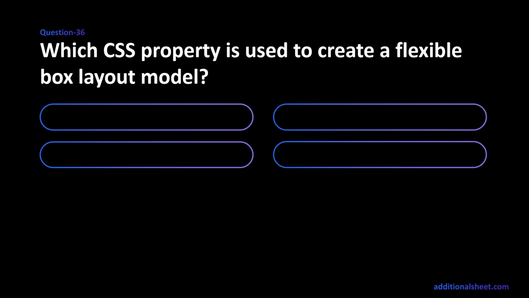Q36. Which CSS property is used to create a flexible box layout model? Options are: A. float. B. display: flex. C. position: relative. D. align-items.